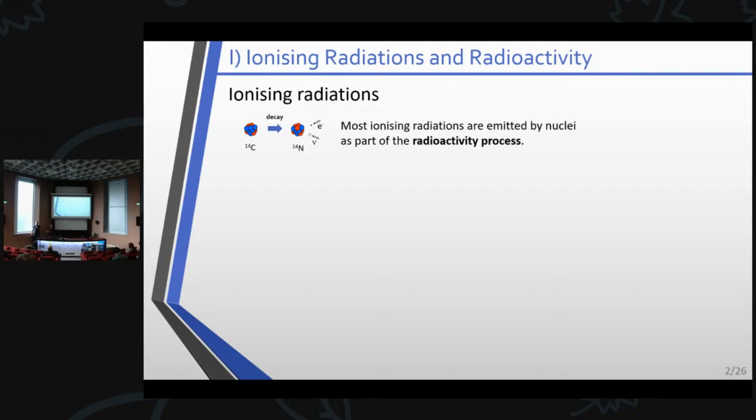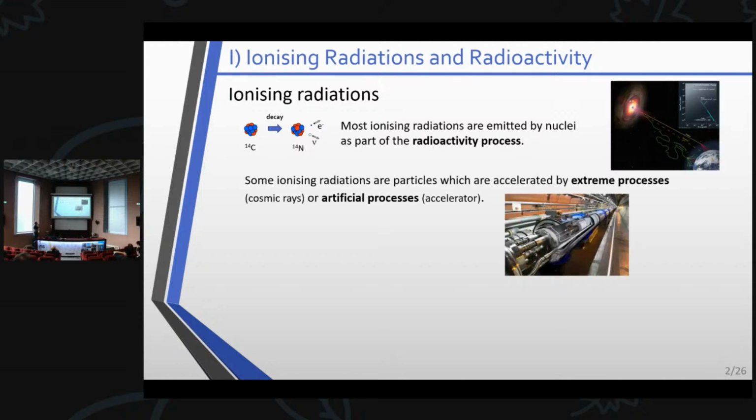First, let me introduce some terms. Ionizing radiation are emitted by the nuclei of atoms. So you have, for instance, carbon-14, which decays into nitrogen-14. And this process emits particles or radiations. So we can produce ionizing radiation in artificial processes, for instance, with an accelerator, but there are some natural processes also which do the same thing.